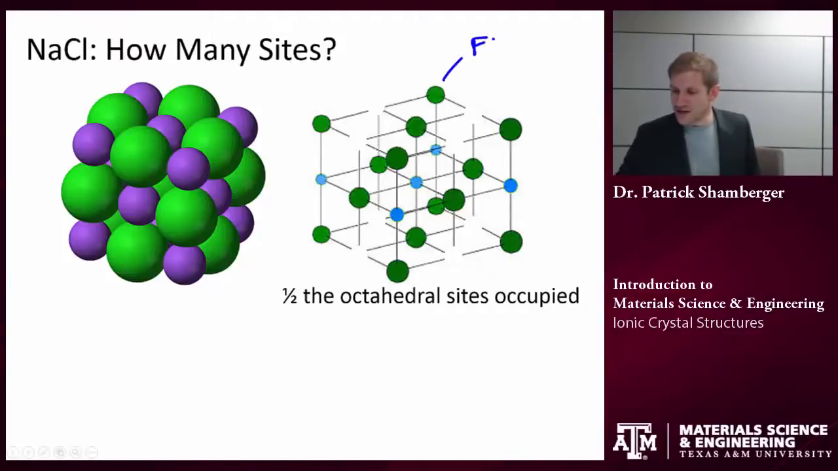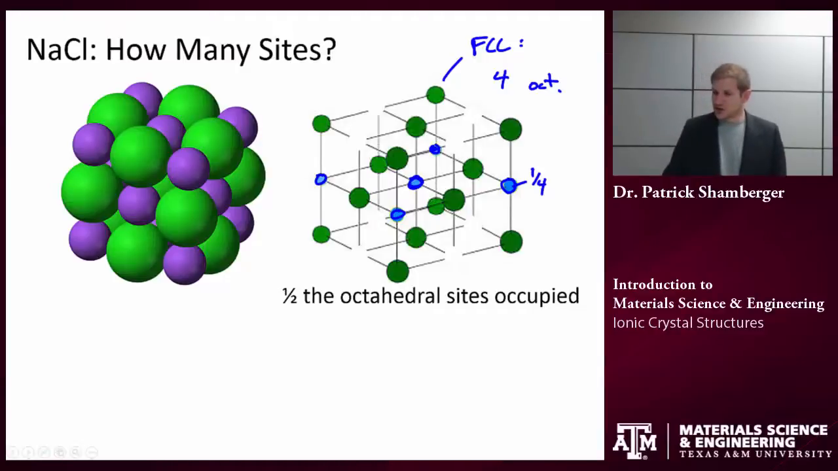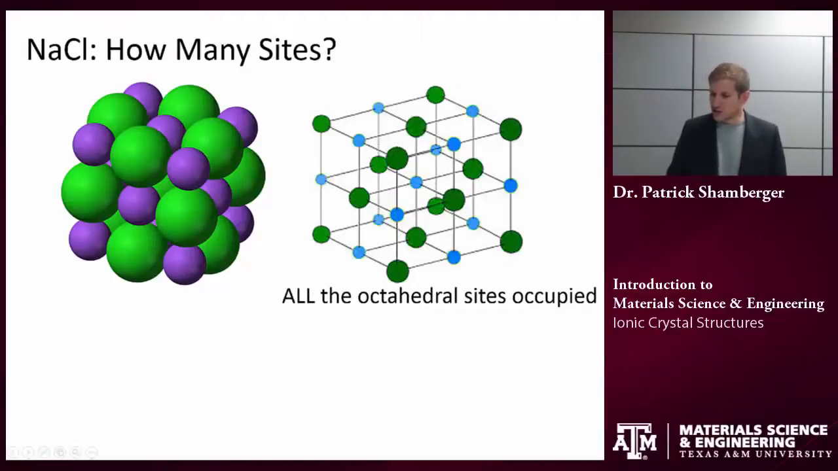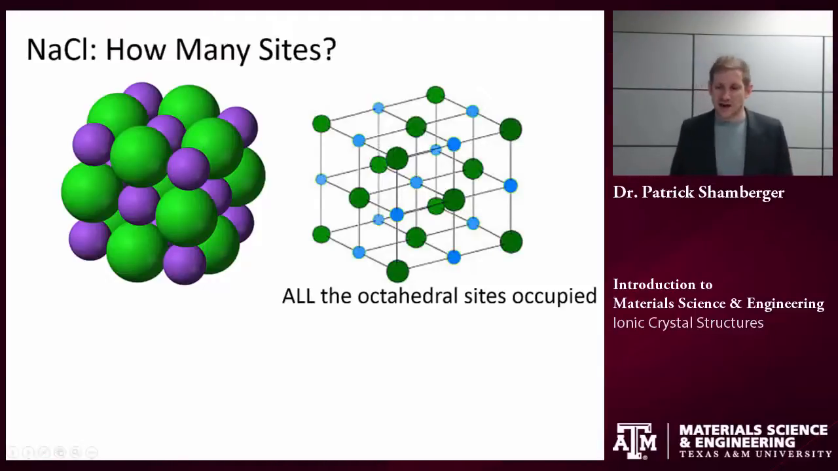Remember, in an FCC lattice, we have 4 octahedral sites. So this is one full site because it's entirely within the unit cell. This one is 1/4 of a site because only 1/4 of that sphere is within the unit cell. But if I look at all of these 4 together, that adds up to 1. So these are 2 available sites. That's half of the sites. So that's one potential configuration. Or we could think about maybe it's occupying all the sites. So how do we figure this out?